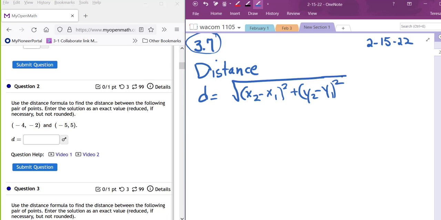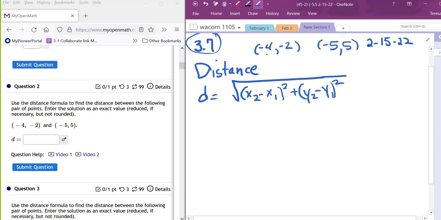So our points are -4, -2, and -5, 5. And I would just label them. So this will be x1, y1, x2, y2, and plug in. So we're going to keep our radical. So x2, -5 minus x1 is a -4. You can put -4, just don't lose a sign. Or you can go ahead and switch this to plus. So that is minus a negative. That's how I got to plus.